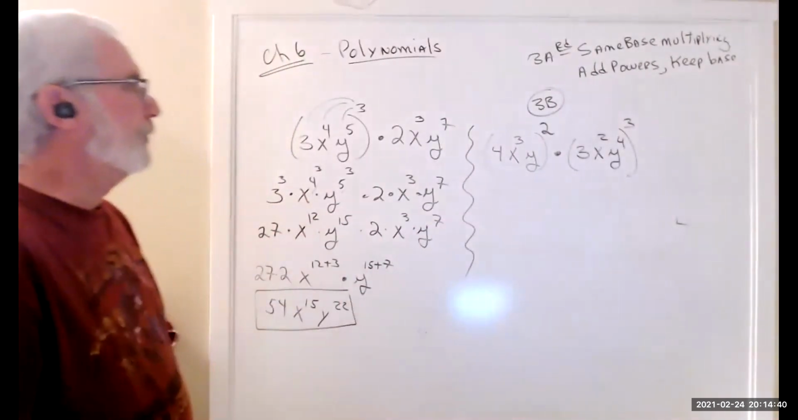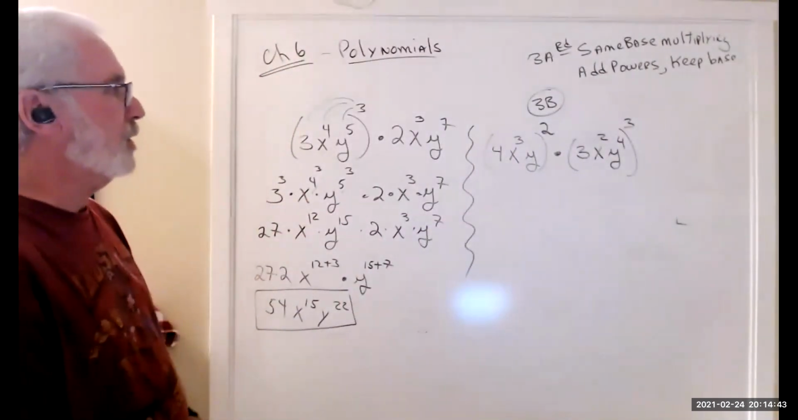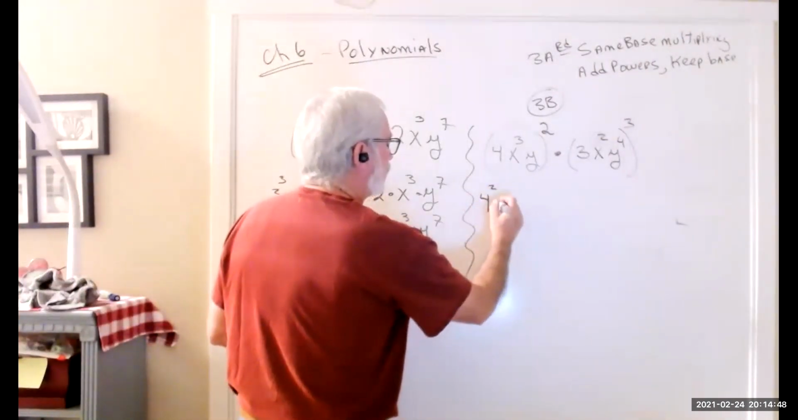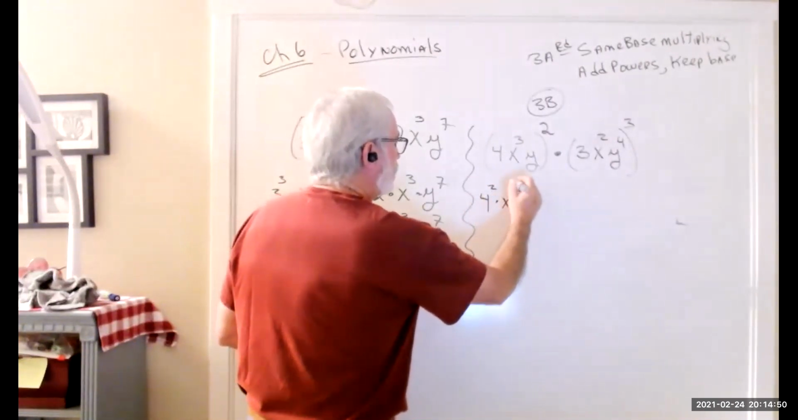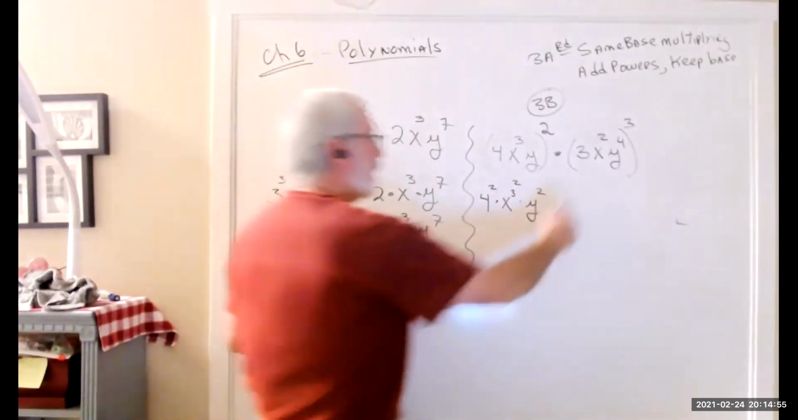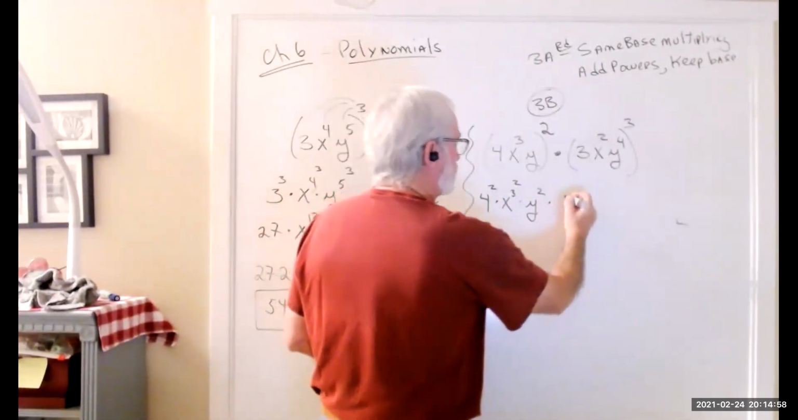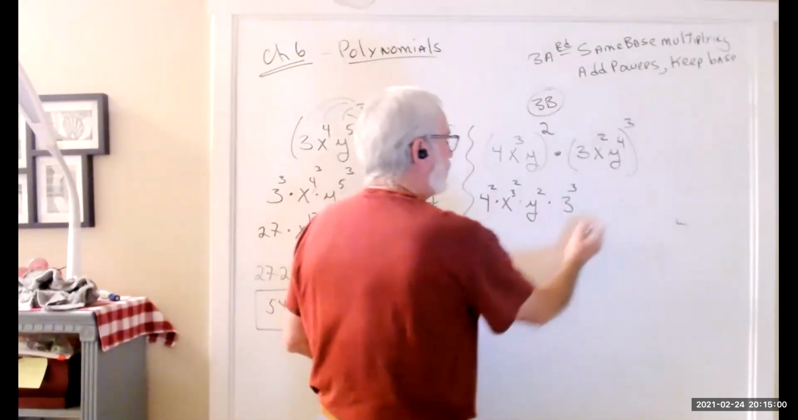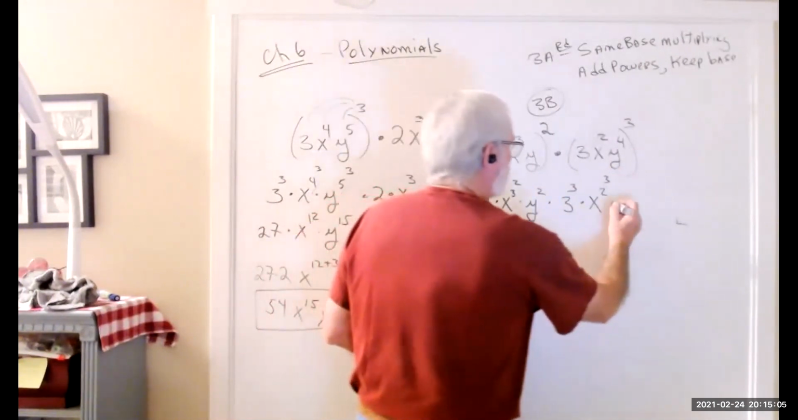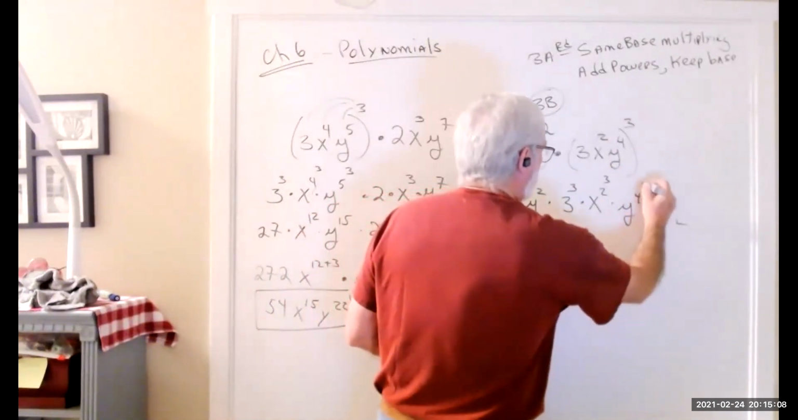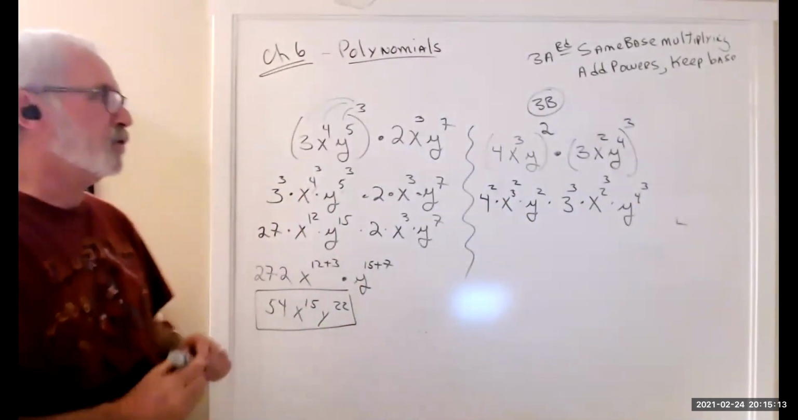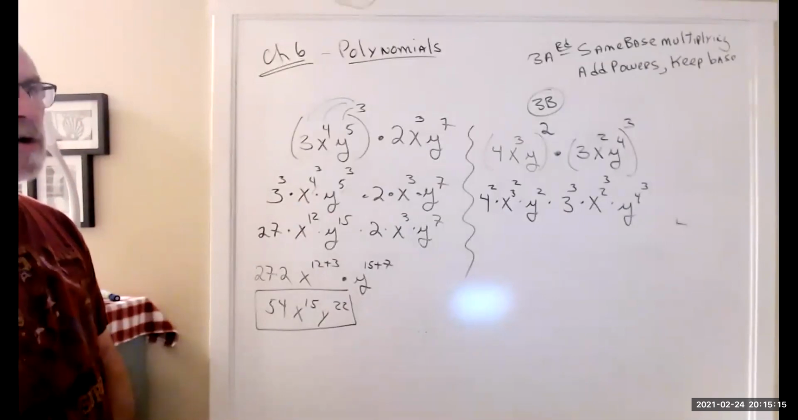Okay, so step number 1, distribute. This is going to be 4 to the second times x to the third to the second times y to the second, times 3 to the third times x to the second to the third times y to the fourth to the third. That would be my first step: distribute the power and get rid of all the parentheses.